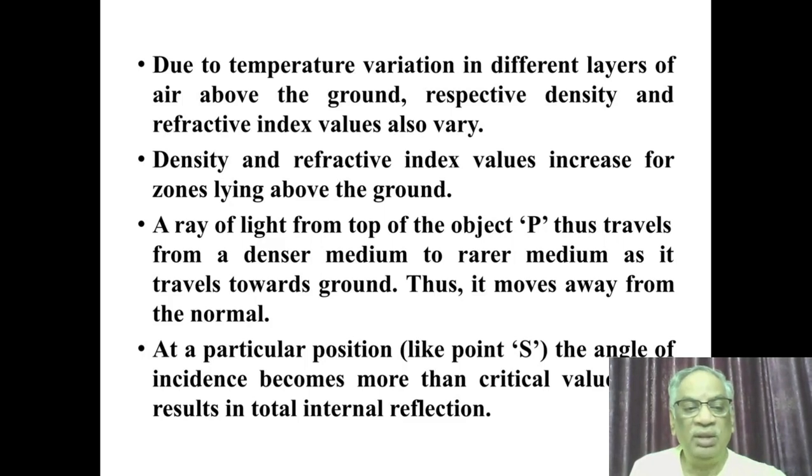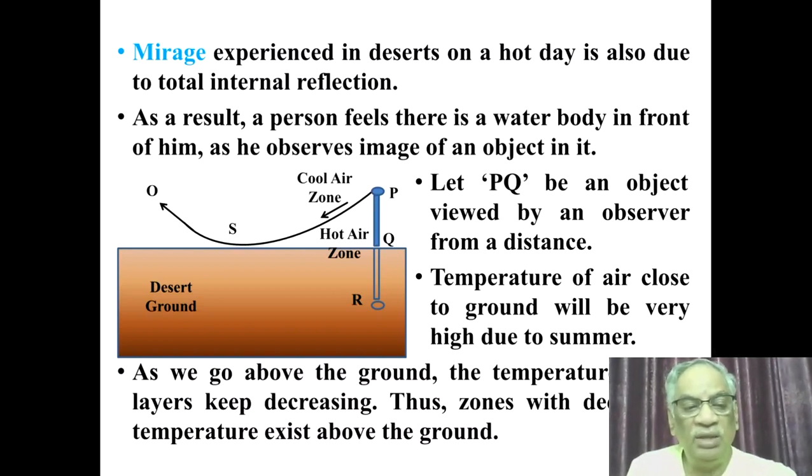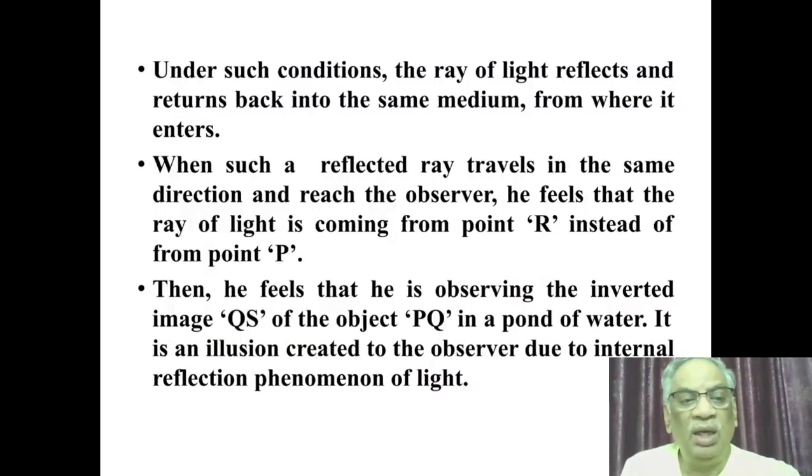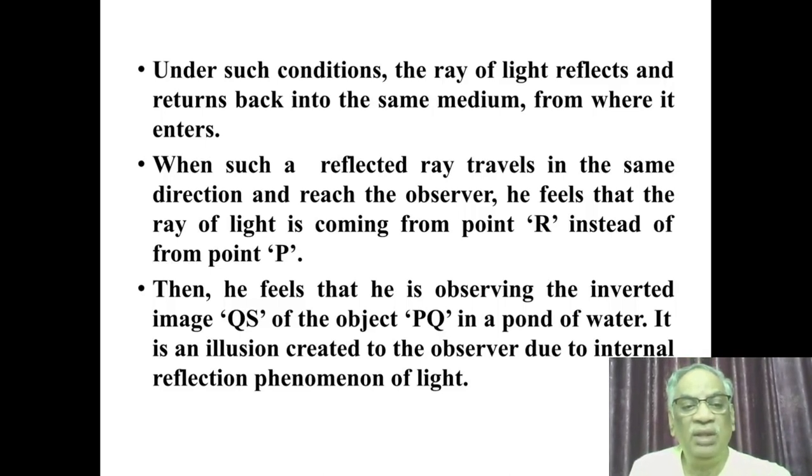So a ray of light coming from the top of the object travels from a denser medium to a rarer medium as it passes through different zones of air layers as it moves from point P to the ground surface. Thus, it moves away from the normal. At a particular position like point S shown in the slide, the angle of incidence becomes more than the critical value for that particular hot zone, which results in total internal reflection. Under such conditions, the ray of light reflects and returns back into the same medium, that is into the cool air zone from where it entered.